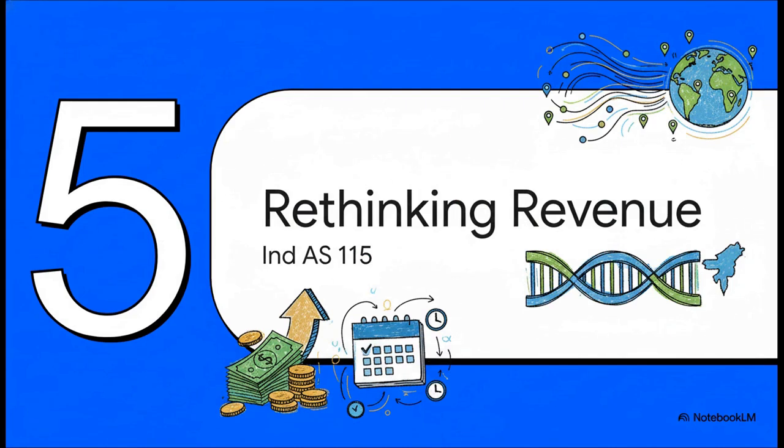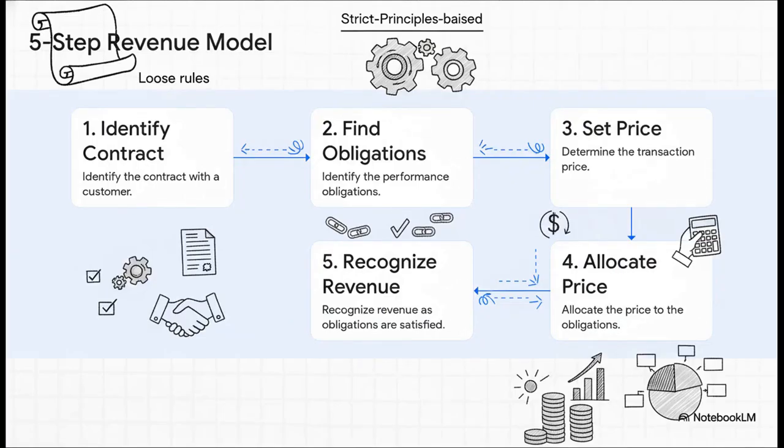All right, let's do our second deep dive, revenue. The whole idea of how and when a company can actually say, we've earned this money, was completely rethought under another standard, Ind AS 115. So it moved from a bunch of loose rules to a really strict, principles-based 5-step model.